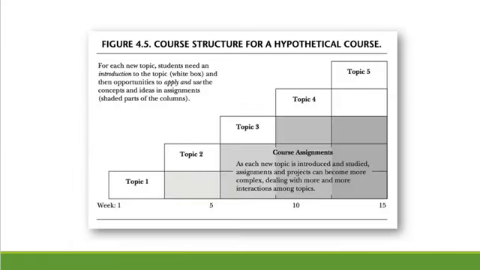So in figure 4.5 here, this shows the course structure for a hypothetical course. For each new topic, students need an introduction to that topic that is represented by the white box, and then opportunities to apply and use the concepts and ideas in assignments. Those are the shaded parts of the columns. And there's some examples in the textbook if you're interested in reviewing those. Some of those have, again, basis in undergraduate coursework.